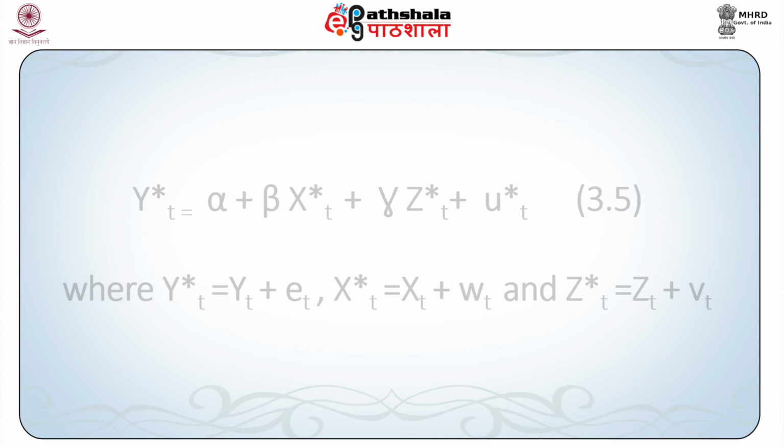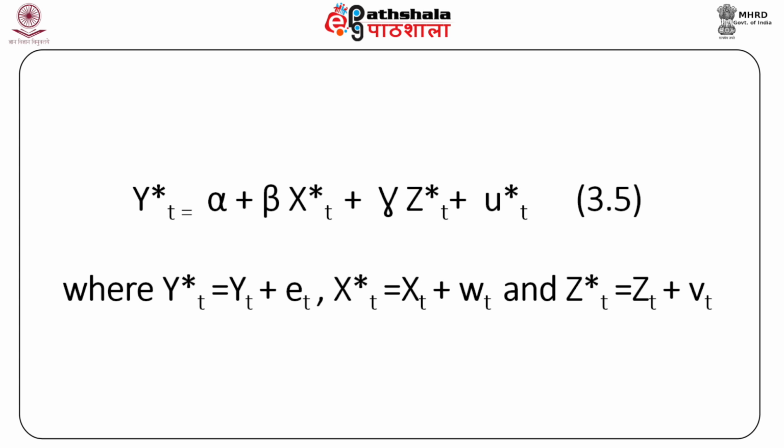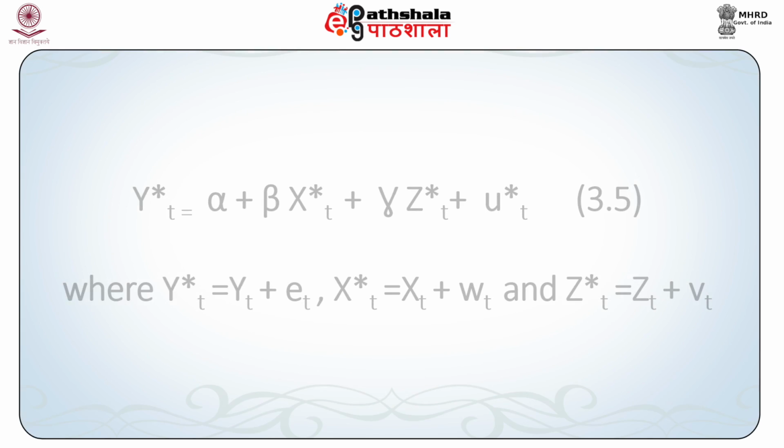Measurement errors. Consider a researcher who is able to get the values of the variables yt, xt, zt measured with some errors. Thus he only has proxies to each of these variables available for the estimation. Thus the estimated model becomes yt star is equal to alpha plus beta xt star plus gamma zt star plus mu t star, where yt star is equal to yt plus et, xt star is equal to xt plus wt, and zt star is equal to zt plus bt. In estimating this equation, the estimator commits errors of measurement or measurement error bias.